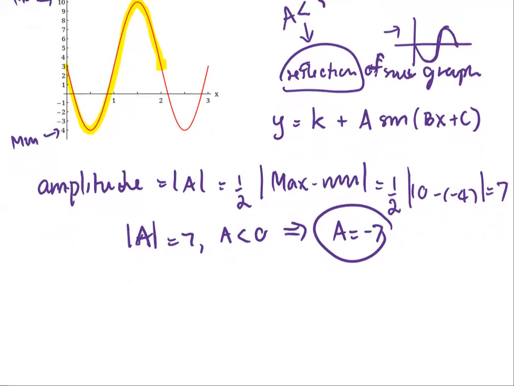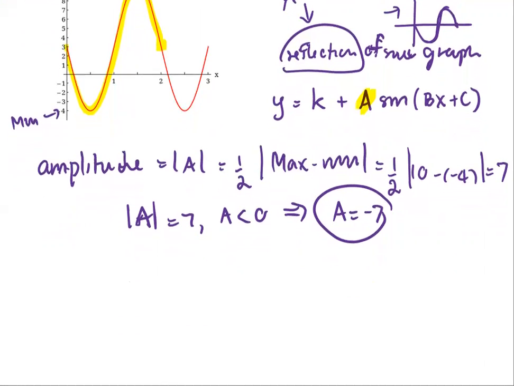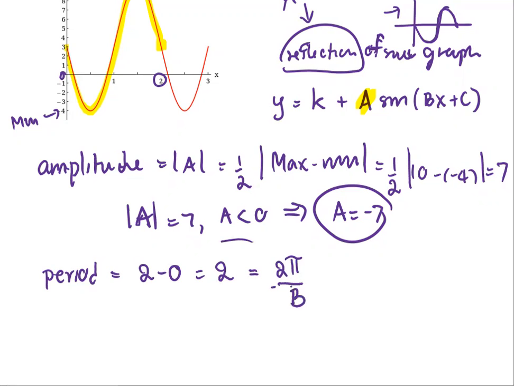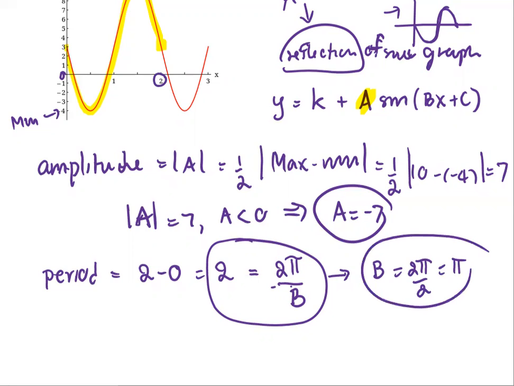Next, we're going to find the value B. To find B, we compute the period of the graph. For one complete cycle, the graph starts at 0 and stops at 2. The period is 2 minus 0, or just 2. And the formula that we use to compute it is 2 pi divided by B. With this equation set up, we can solve for B to get B equals 2 pi divided by 2, or just pi. Now we have the value B.